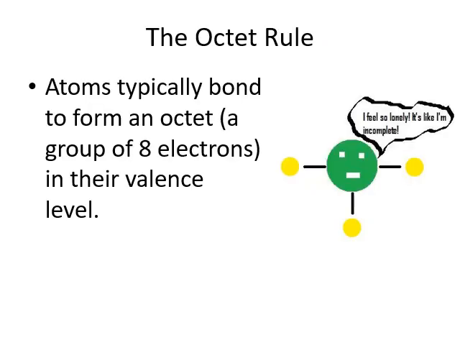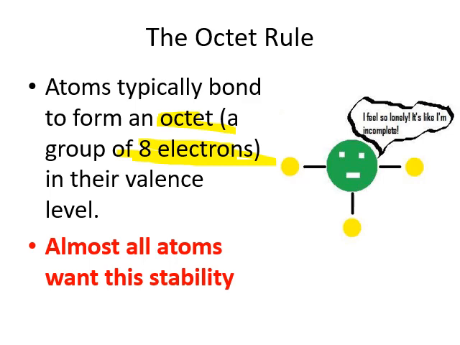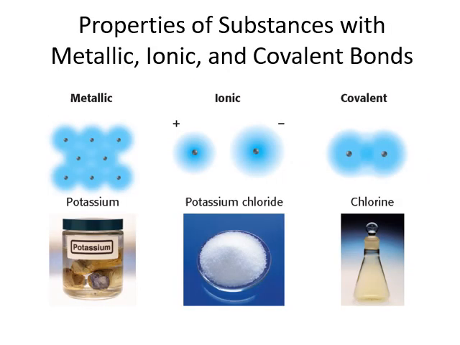The octet rule. Atoms bond to form an octet, which is 8 electrons in their valence level. Not 8 overall, not 8 somewhere else, in their valence level. Just about every atom wants to have an octet. Maybe you remember there are exceptions, like hydrogen only wants 2, but most atoms want the 8. When you see octet, remember octagon: how many sides? 8. Today we are going to go over the properties of metallic, ionic, and covalent bonds.